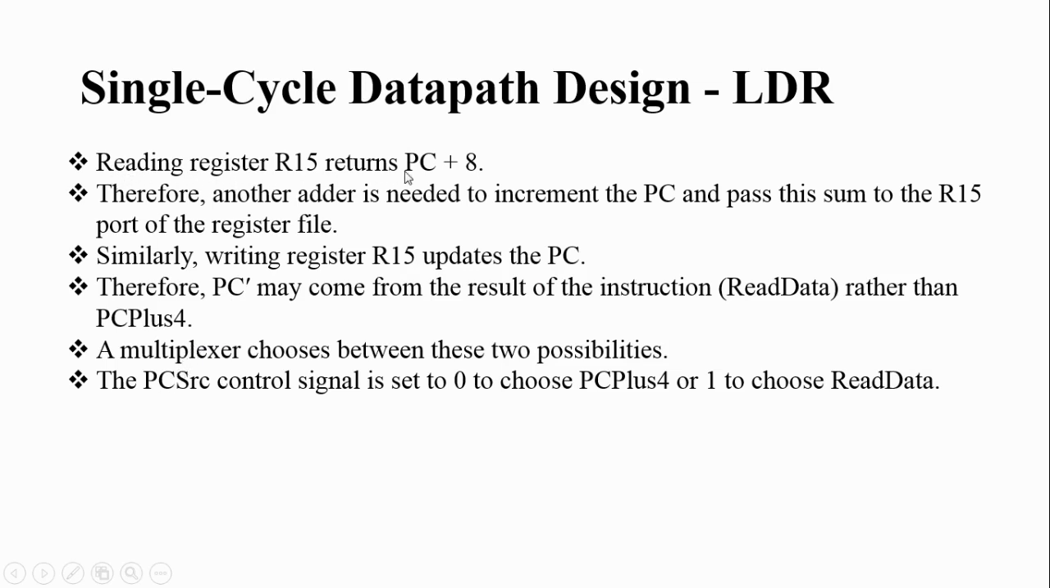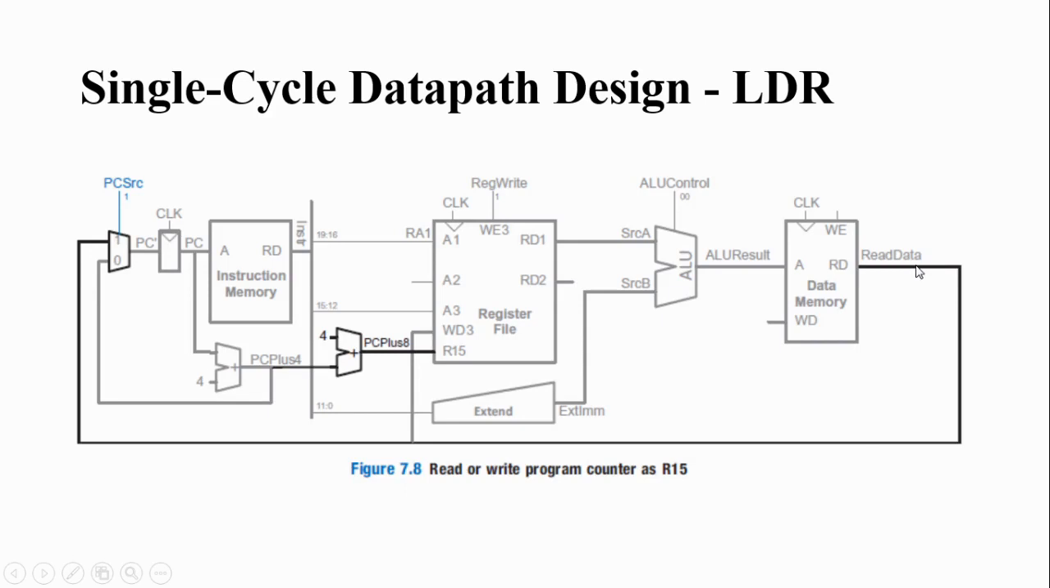So that is what is told here. Reading the register R15 will return PC+8, right? Therefore another adder is needed to increment the PC and pass the sum to R15. Similarly, R15 will be updating the PC. Therefore, PC' may come from the result of the instruction. So you can have PC' generated from the result of LDR, right?